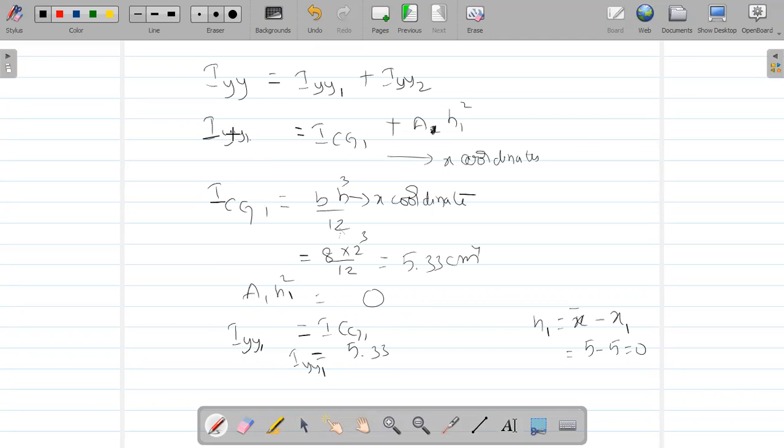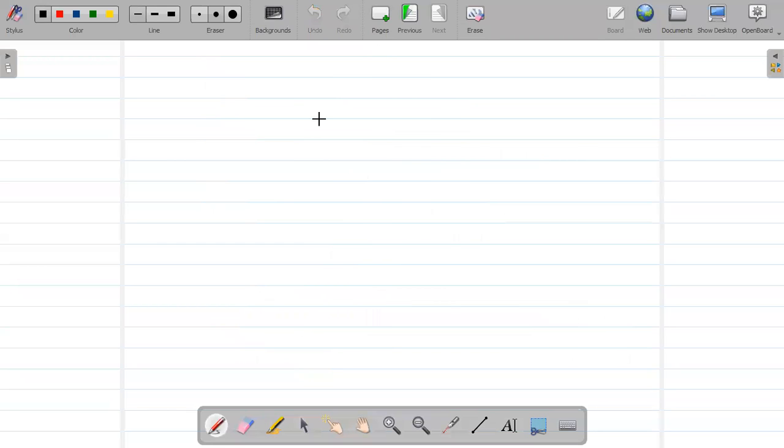When you take y here, h should be x coordinate. You have to remember this. You should never forget this. If you make a mistake in this, the answer will be gone. When you are doing about x-axis, you have to take y coordinate. Okay, clear? Next we will calculate Iyy2. Now everyone do Iyy2 on your own and let me know what is the answer.